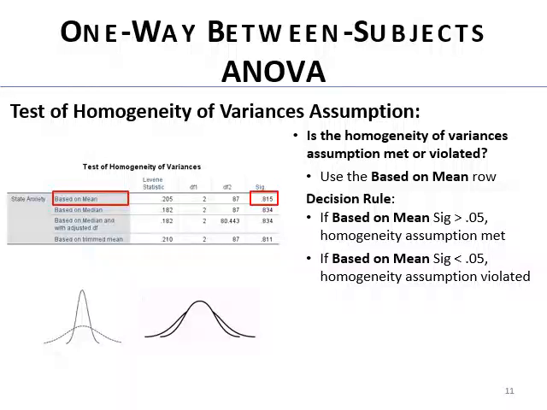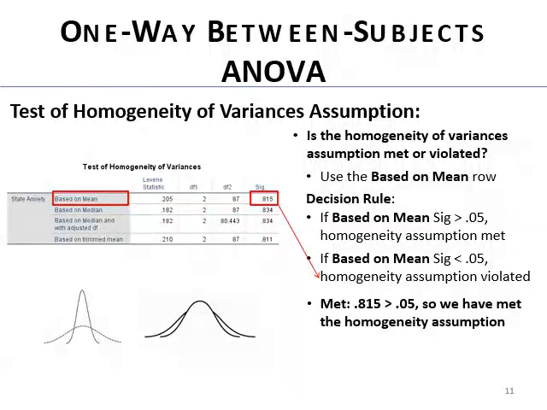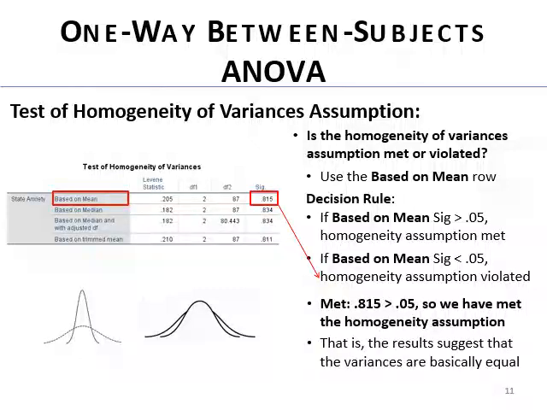So is 0.815 greater than 0.05 or less than 0.05? Well, it is clearly greater than, so what's that mean? First part of the decision rule, homogeneity assumption met. So yes, 0.815 is greater than 0.05, we have met the homogeneity of variance assumption. So the results basically tell us that the variances are close enough to equal. Or what do we say for normality? Good enough. So we don't have that. We've got the happy face one.